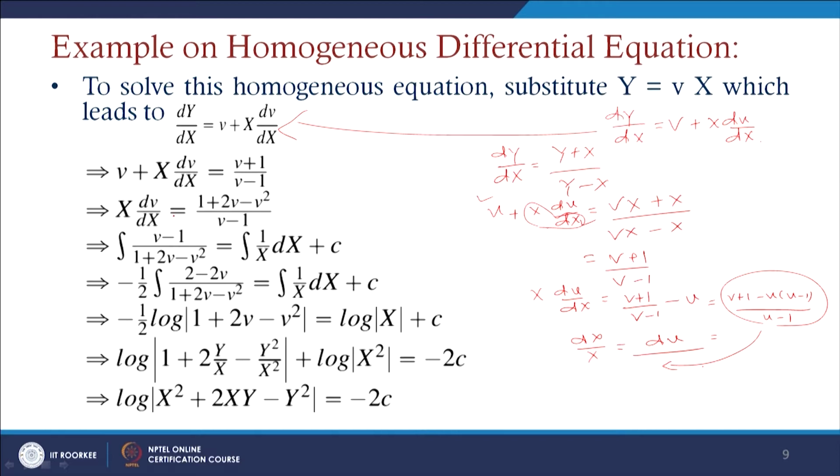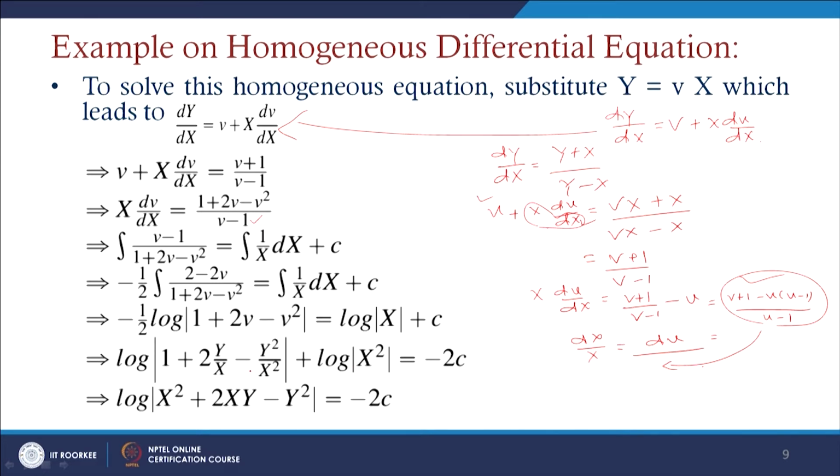And once we put it in this form, X dv by dX is nothing but (1 plus 2v minus v squared) by (v minus 1). Then we write (v minus 1) by (1 plus 2v minus v squared) dv equals (1 by X) dX plus c. And if we take the integration here, since we have 1 plus 2v minus v squared, we have to multiply by 2 and divide by 2, then we have minus half log of (1 plus 2v minus v squared) equals log X plus c.